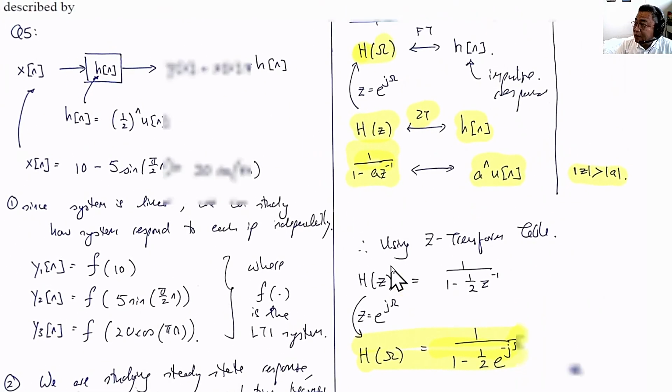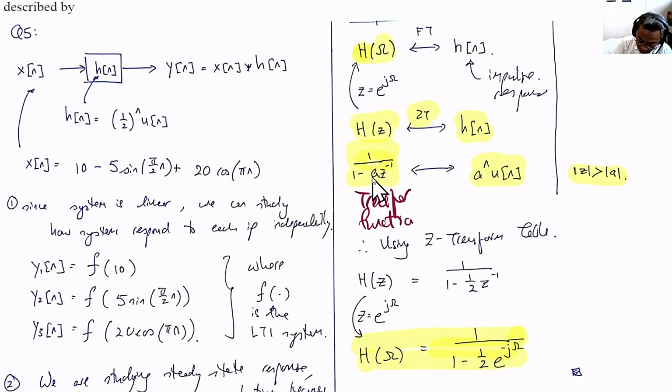So this is a trick. We have simply used the z-transform lookup table to convert our impulse response into its z-transform, which is actually called the transfer function. So these are all the names that you should remember. H(z) is called the transfer function, h[n] is called the impulse response, and H(omega) is called the frequency response.